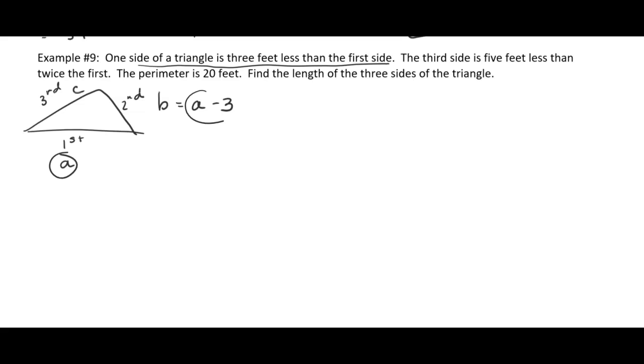My second side is going to be A minus 3, because it's 3 feet less than the first side. And then the third side is 5 feet less than twice the first, so 2A. All right, that's going to be then the third side. So what do I want to do for the perimeter? For the perimeter, I want to take and add all three sides up for a triangle, and the perimeter, they tell me, is 20 feet.